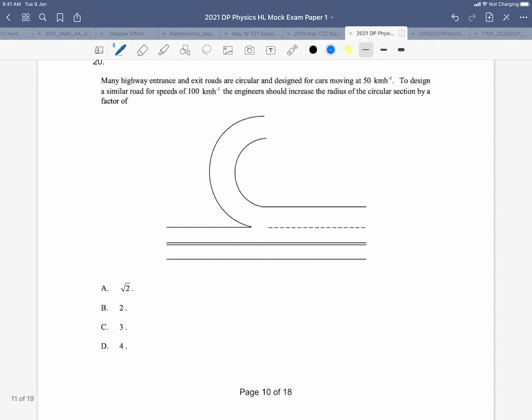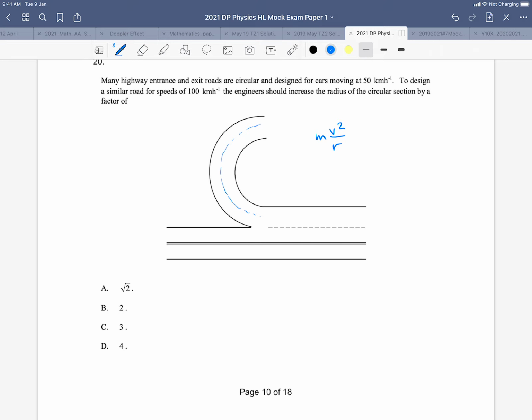Okay, the highway entrance is designed for cars moving at that speed. Now remember, this is of course circular motion, right? So you have a car that comes in here and it moves around in a circular motion. There's a centripetal force on the car, which is the friction between the tires and the road. And that friction force is providing this amount of force, okay?